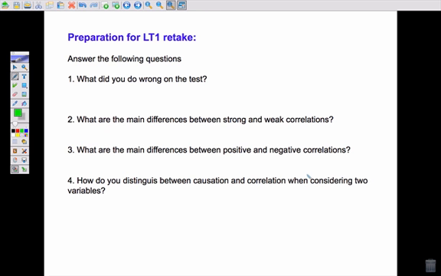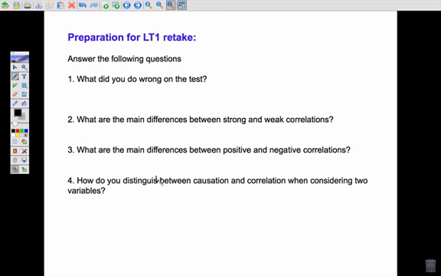In preparing for learning target one for your retake, I'd like you to answer these 4 questions. First of all, just simply what did you do wrong in the test, or where'd you get marked off. And then just describing how you know something is strong or weak, how you know something is positive or negative.